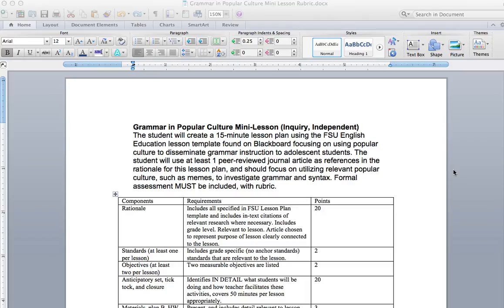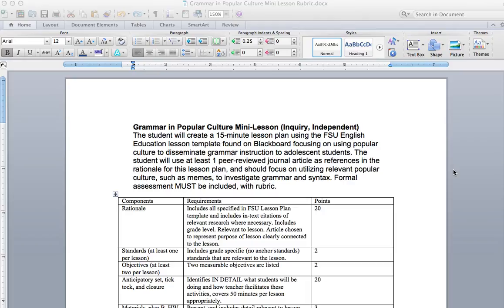You'll create a 15-minute lesson plan using the FSU English Ed lesson plan template found on Blackboard, focusing on using popular culture to disseminate grammar instruction to adolescent students. The grade level is up to you, and the way that you use popular culture is up to you, but you do need to incorporate popular culture in some fashion to teach students grammar.